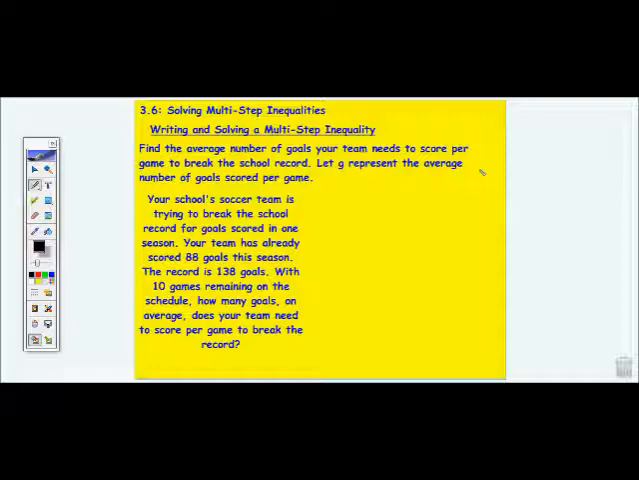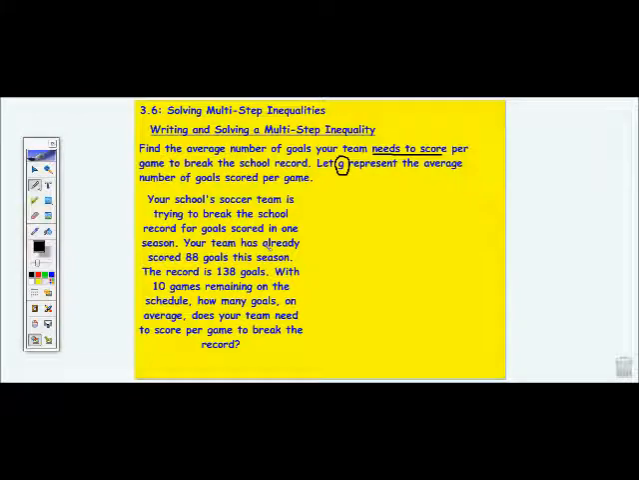So our question is, find the average number of goals your team needs to score per game to break the school record. Let G, that's going to be our variable, represent the average number of goals scored per game. So let's look at the information they give us. Your school soccer team is trying to break the school record for goals scored in one season. So it's said in the question.